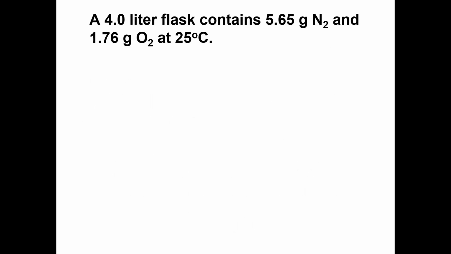So one of the first things I would do is figure out the total pressure by using the mole fractions. So you take the 5.65 grams of nitrogen and you figure out how many moles there are, times 1 mole divided by 28.01 grams. Oh, sorry, it's not per mole. This is already written correctly.